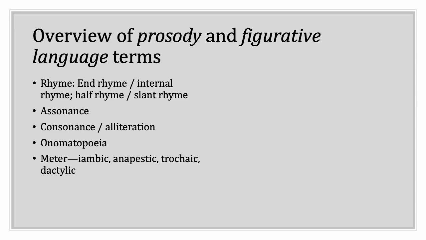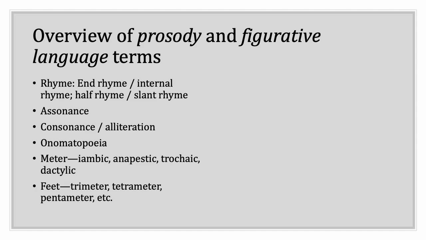And then we have meters. What kind of feet are used? Is it iambic, anapestic, trochaic, or dactylic? And we'll have examples of all of these. And also, how many of these iambs, anapests, trochees, and dactyls are in a line? If there are 3 of them, it's trimeter. If there are 4 of them, it's tetrameter. If there are 5 of them, it's pentameter.